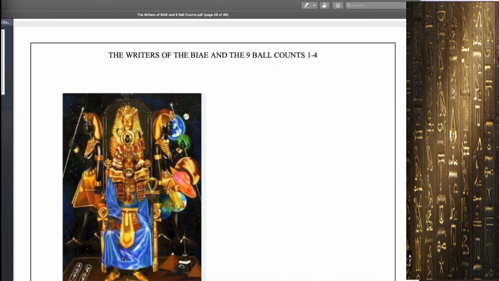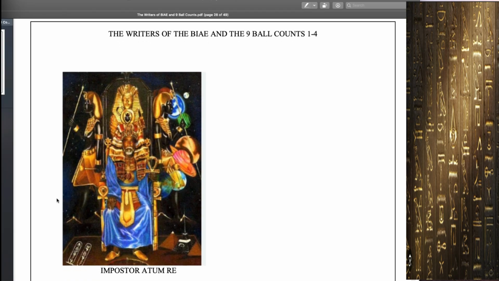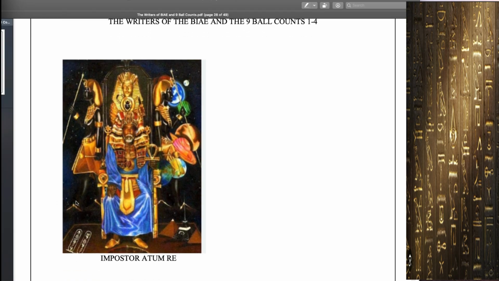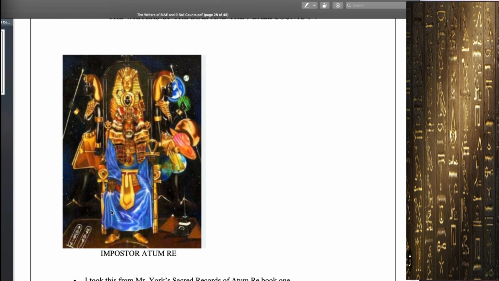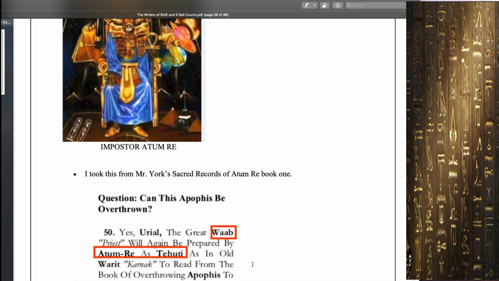This is him pretending. How are you going to pretend to be a pharaoh from ancient Kemet and an alien from a whole other location? None of this stuff makes sense. He's an imposter. All right? I took this from Mr. Your Sacred Records of Asa, Book 1.